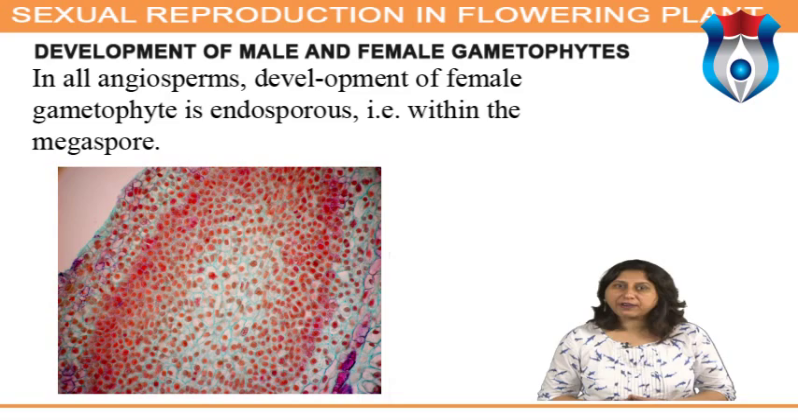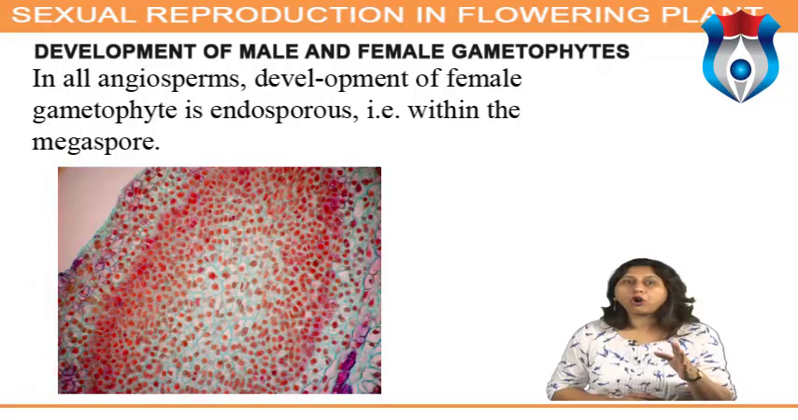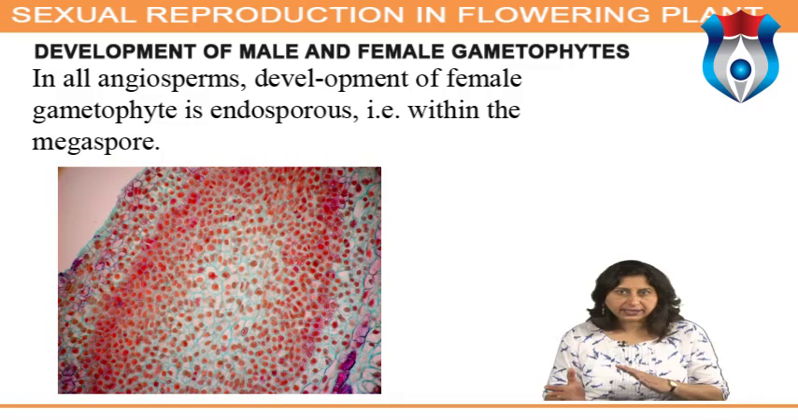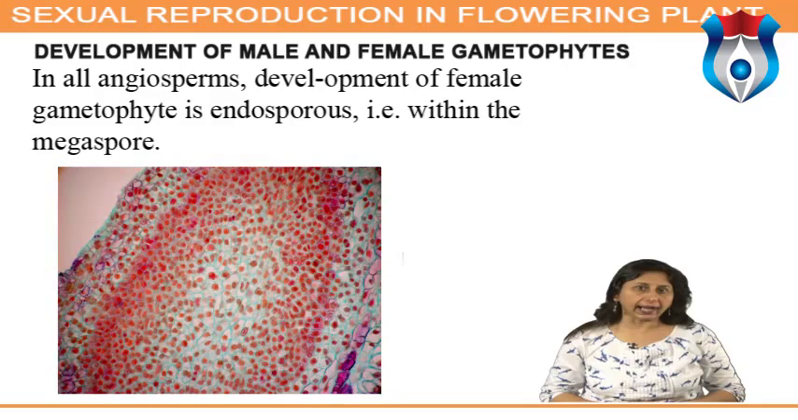Out of these 8 nuclei, the uppermost 3 nuclei towards the micropyle form the egg apparatus, containing the middle egg cell and, on its either side, 2 synergids. The lower 3 nuclei towards the chalazal end of the embryo sac are called antipodals. The 2 nuclei present at the center of the embryo sac fuse, forming the secondary nucleus or definitive nucleus.